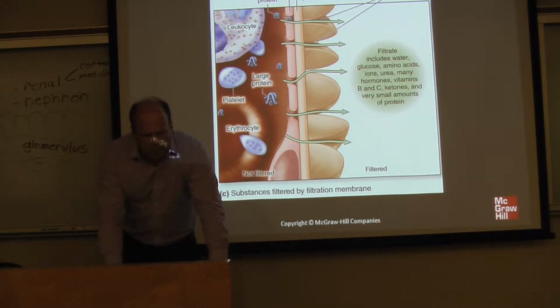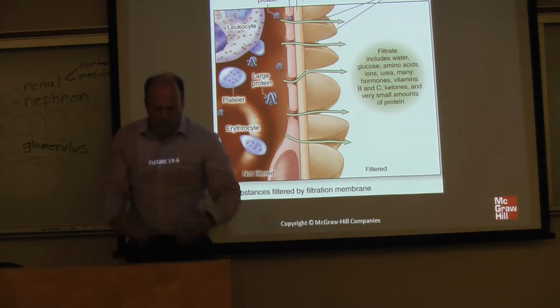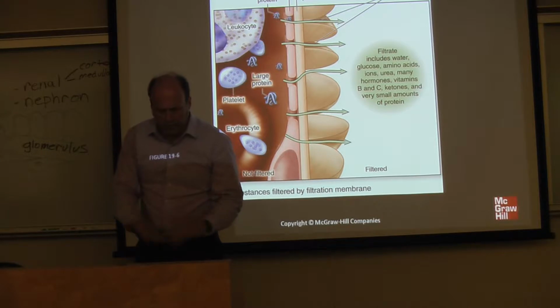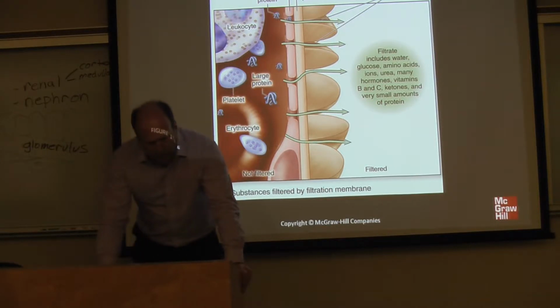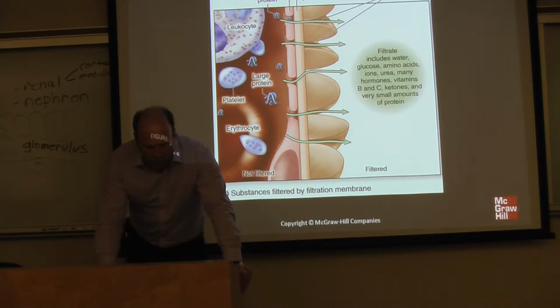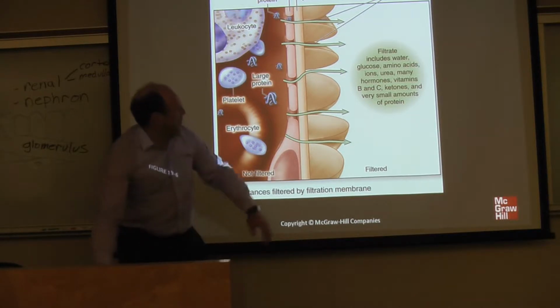So here's the glomerular filter, and we had just talked about the fenestrated capillaries and the filtration slits that are between pedicels, and the pedicel is a component of the podocyte. And the filtrate includes water, glucose, amino acids, ions, urea, many hormones, vitamins B and C, ketones, very small amounts of protein. So there's a list.